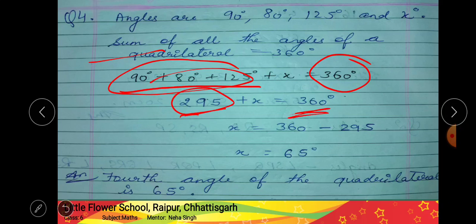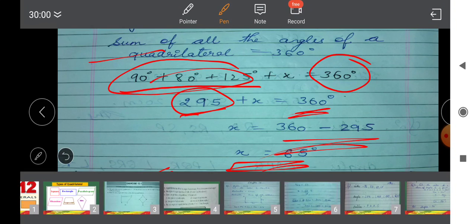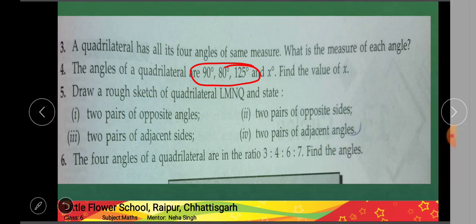So how will we do? We'll take this 295 to the other side. It will become minus. It will be subtracted from 360. So 360 minus 295 is 65 degree. See here, 65 degree. So what comes out to be the fourth angle? It is 65 degree. The fourth angle of a quadrilateral is how much? 65 degree. Okay. So this was the solution for the fourth question.